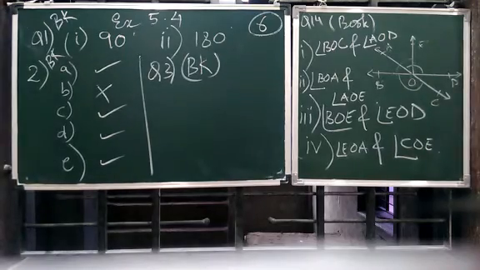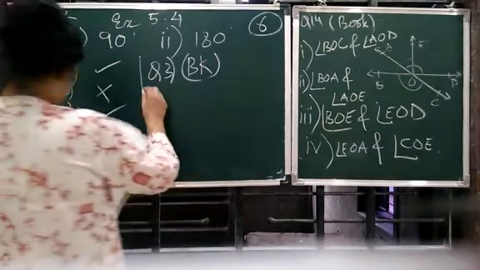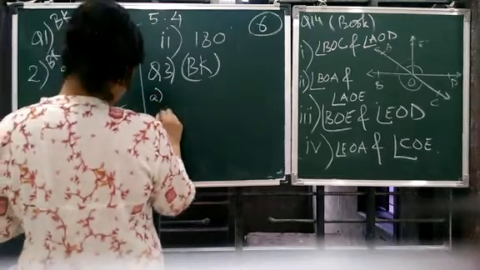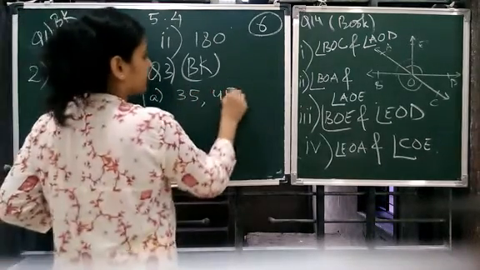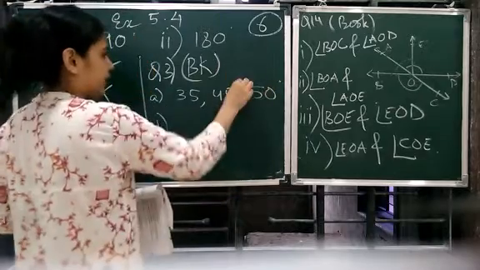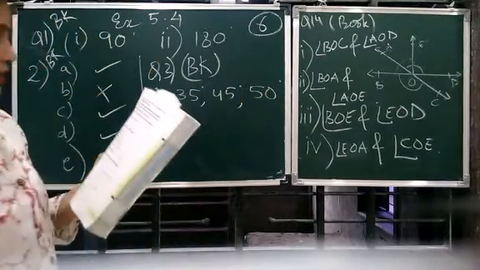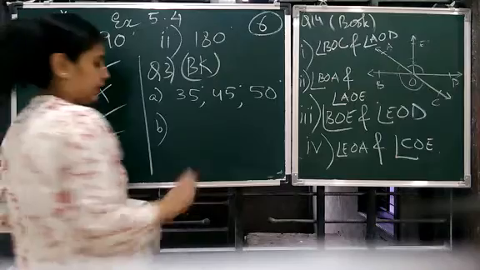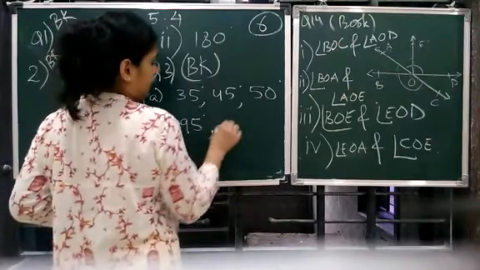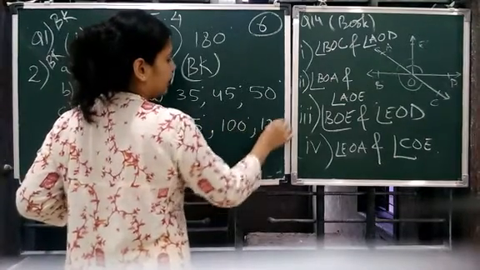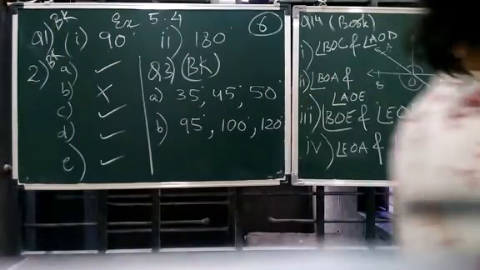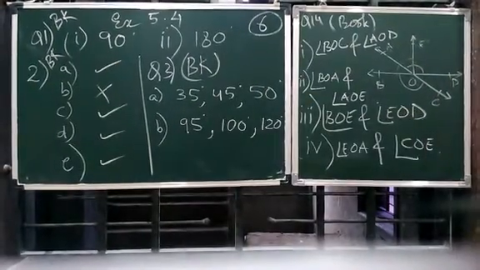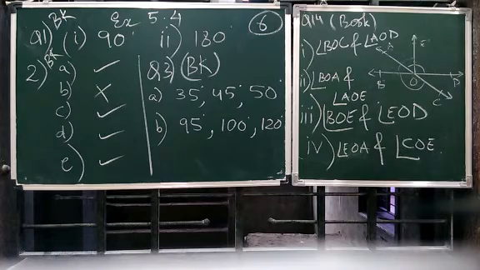Write down the measures of some acute angle. Anything you can take. ABC. It's A, then B. Some acute angle. 35 degree, 45 degree, 50 degree. Any you can write. Yes? Then some obtuse angle. It should be greater than 90. So 95 degree, 100 degree, 120 degree. Anything. Then question number 4 is measure the angle using their protractor and write their measures.